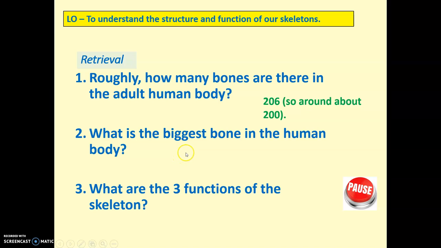Question 2, what is the biggest bone in the human body? That is actually the femur, and that's found in the top part of the leg. And what are the 3 functions of a skeleton? This is what we're going to be doing about today. They're for protection, support and movement. So give yourself a mark out of 3 for that on the retrieval practice.